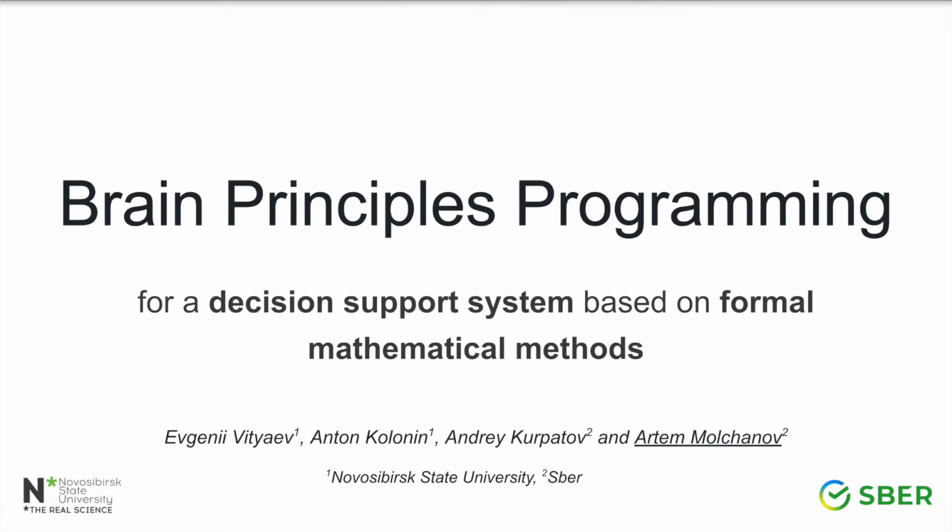In this presentation, I am going to talk about Brain Principles Programming, or BPP, which can be used to create a decision support system based on formal mathematical methods. Under the principles in BPP, universal mechanisms for working with information are assumed, which are implemented at all levels of the organization of the nervous tissue and can be determined by mathematical models. What are these principles and how are they implemented in the decision-making process?